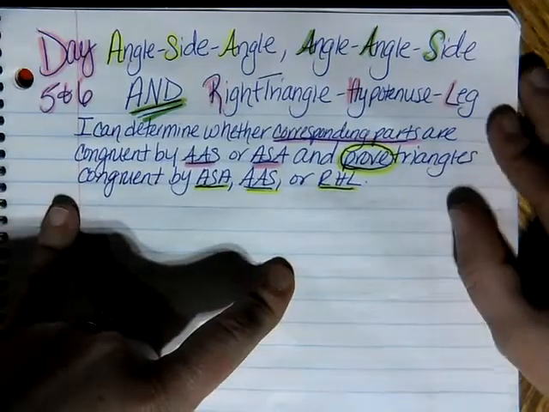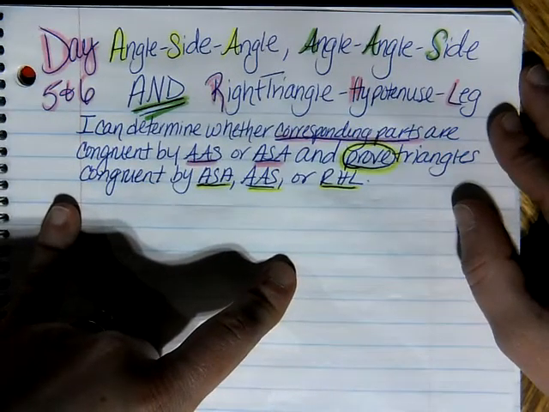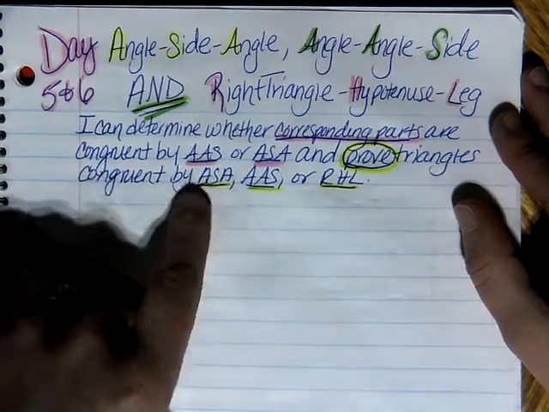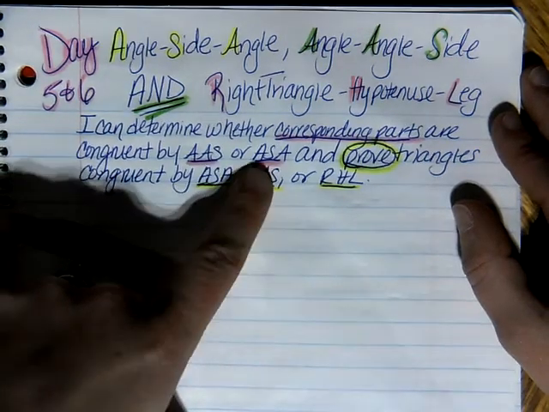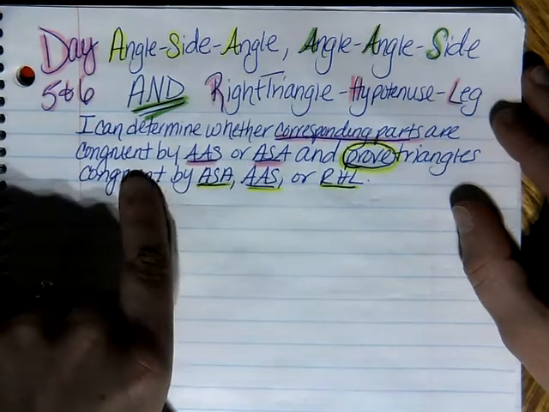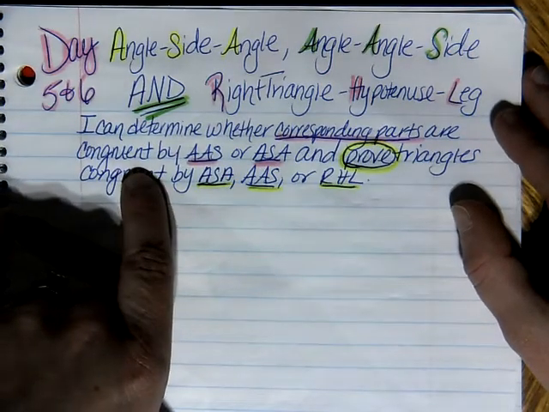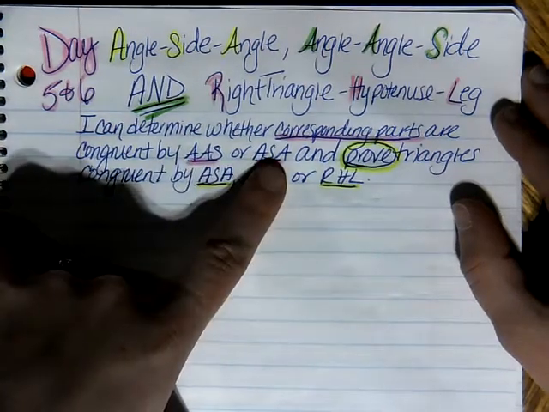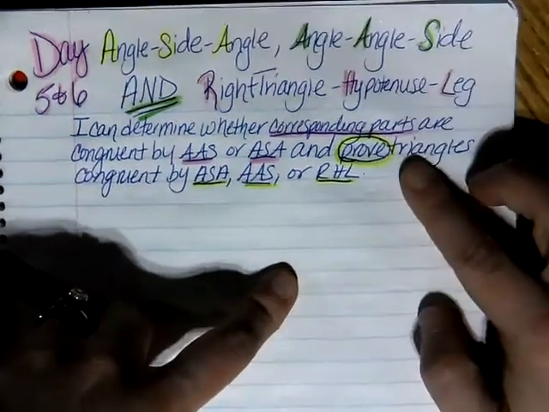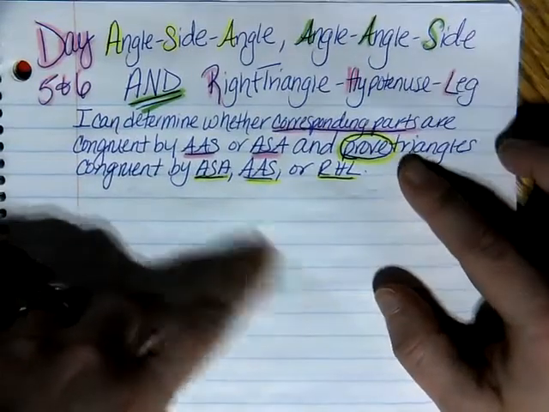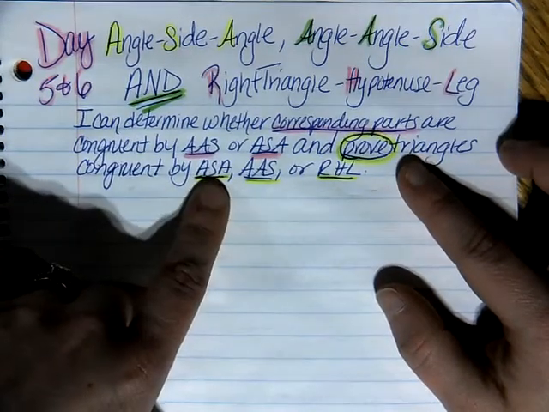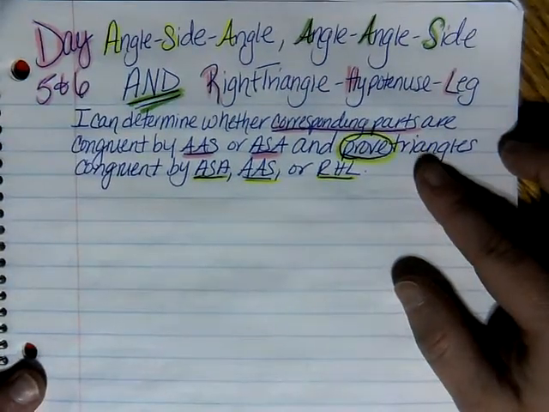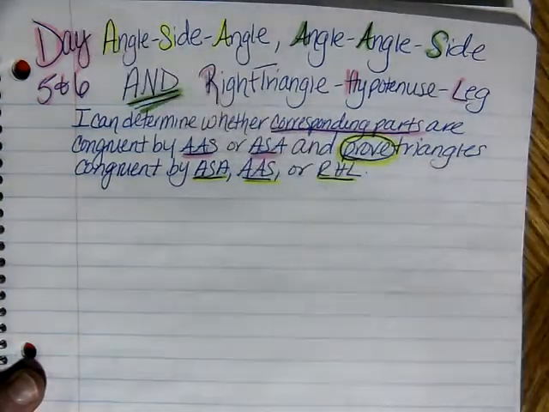Our learning targets for today are for you to be able to say, I can determine whether corresponding parts are congruent by angle, angle, side, or angle, side, angle. So you're going to be analyzing triangles and deciding whether or not they are congruent based on these 2 different postulates or theorems. And our second part is I can prove triangles congruent by angle, side, angle, angle, angle, side, and RHL.